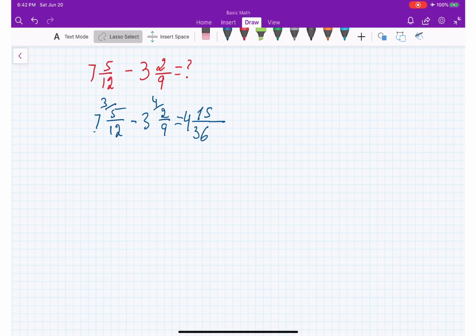Let me color this, and this one also. Okay, so 3 times 5 is 15, and minus 4 times 2 is 8, and we are getting 4 and 7/36. That's all. Now indeed, I'm done. See you again.